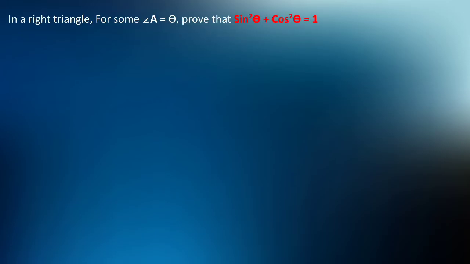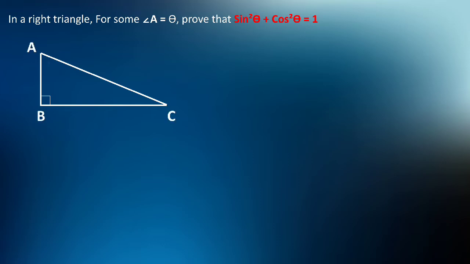So in a right angle triangle, for some angle A equal to theta, prove that sin²θ plus cos²θ is equal to 1. So what we'll do is we'll draw one triangle over here and name it ABC. Now since my angle A is theta, let me mark it theta over there. For those who don't know, theta is a Greek symbol used for angles.